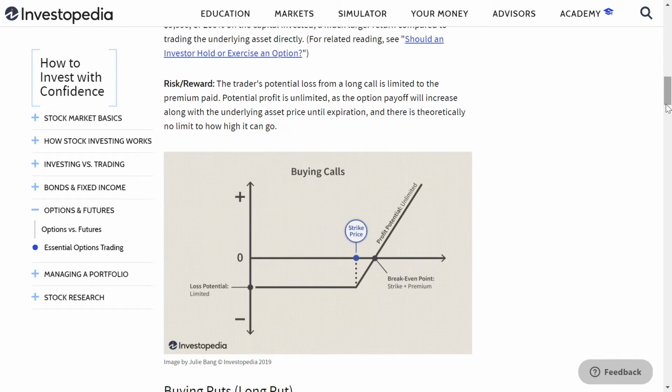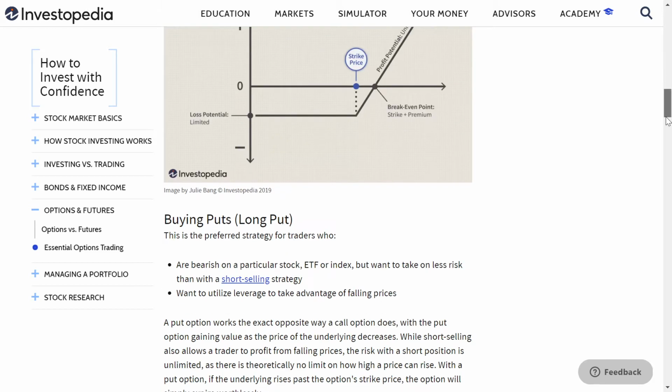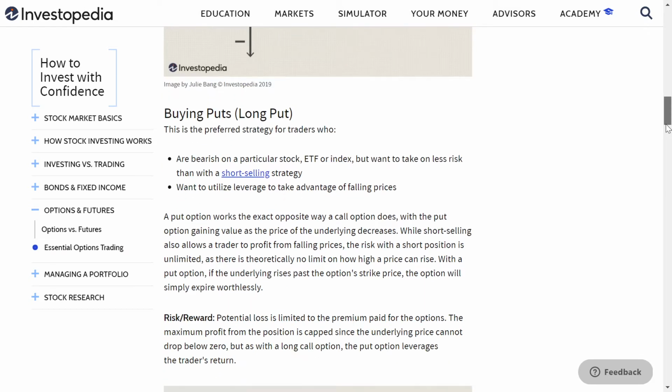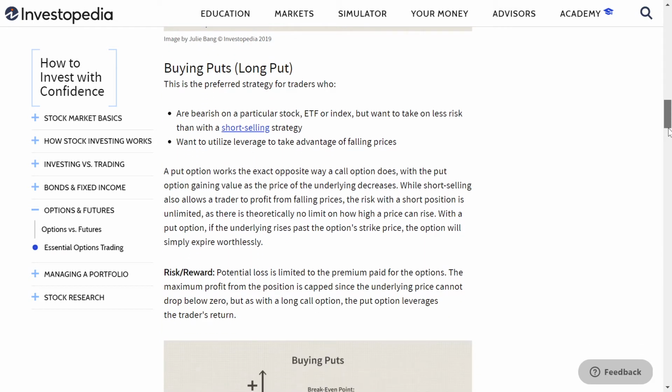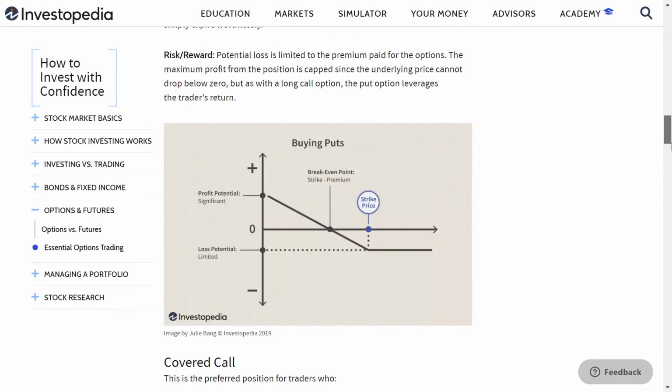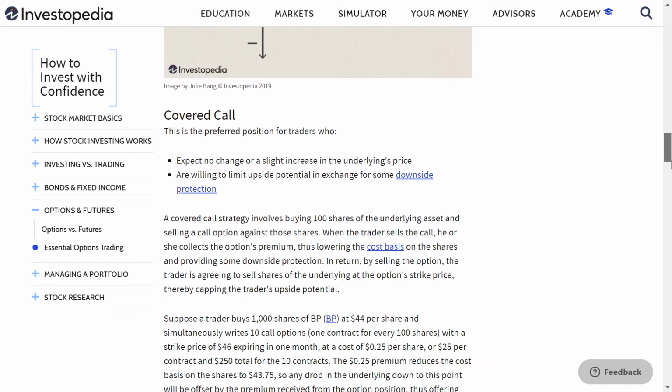Risk reward: the trader's potential loss from a long call is limited to the premium paid, so you can only lose as much as the initial premium that you paid. Potential profit is unlimited. Basically, buying calls, buying puts, pretty straightforward. Same thing with the long puts here. You're basically buying it expecting the price to go down. You can only lose as much as the premium that you put in.